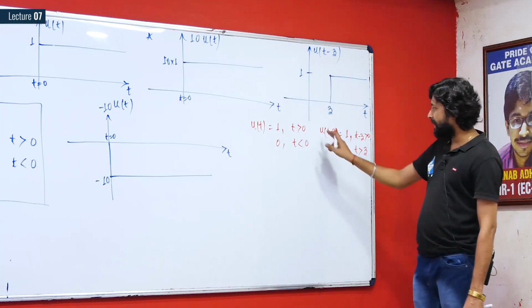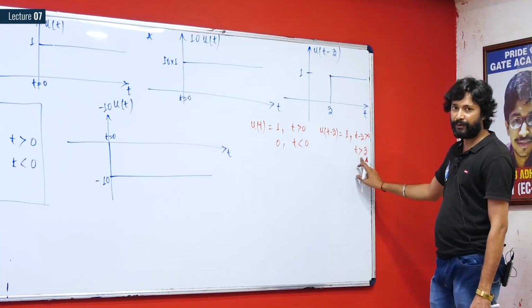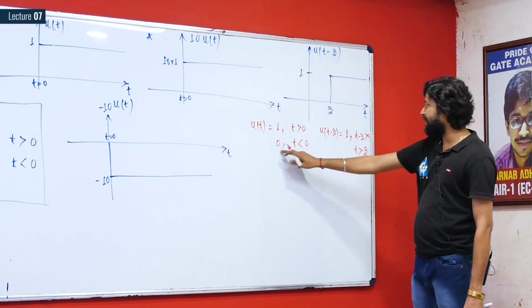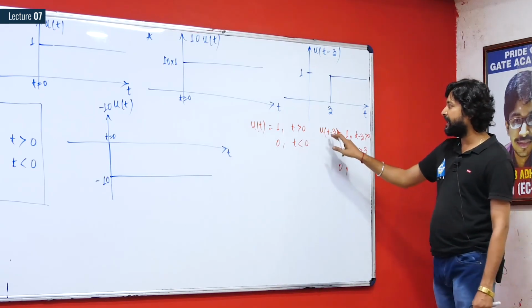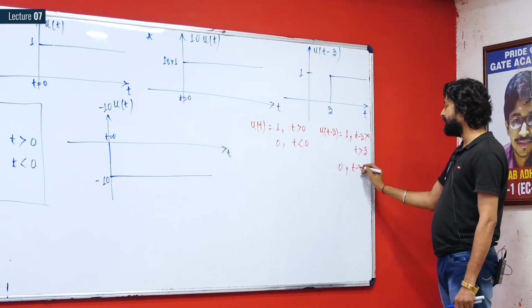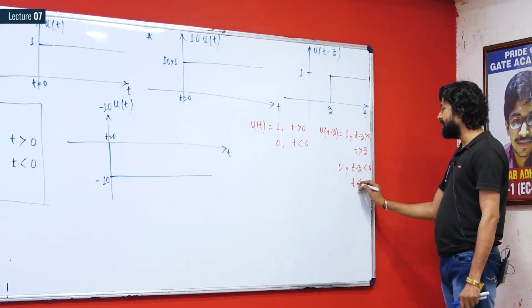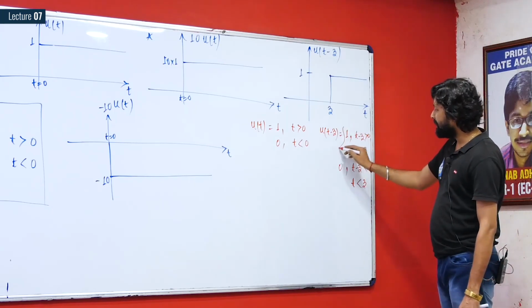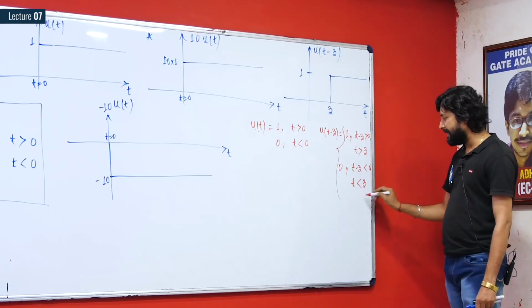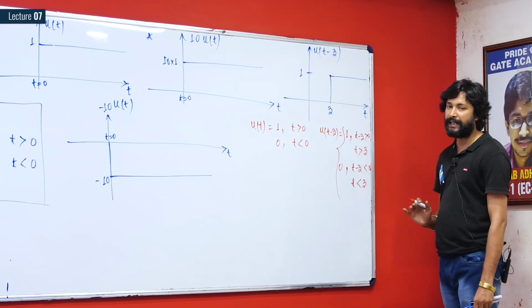That is, the value of u of t minus 3 will be 1, but only after t equals 3. And as this value was 0 previously for t less than 0, now we are replacing t by t minus 3. So now it will be 0 for t minus 3 less than 0, or you can say t less than 3. That means by these two values you can say that the discontinuity is now occurring at t equals plus 3, before which the signal is 0 and after which the signal has value 1.